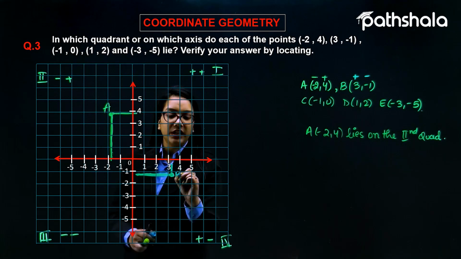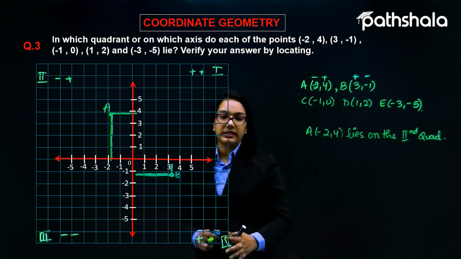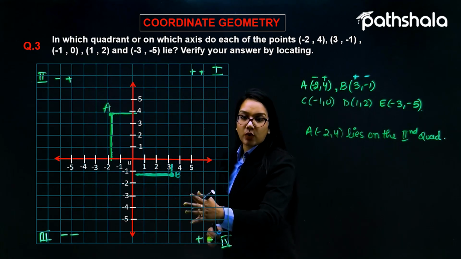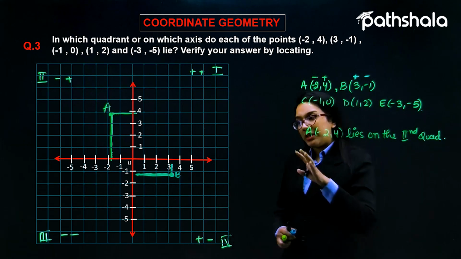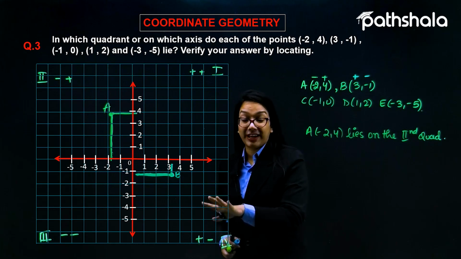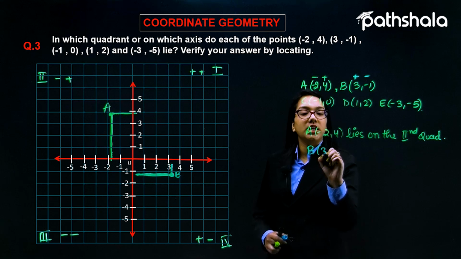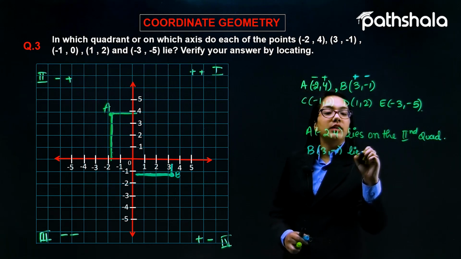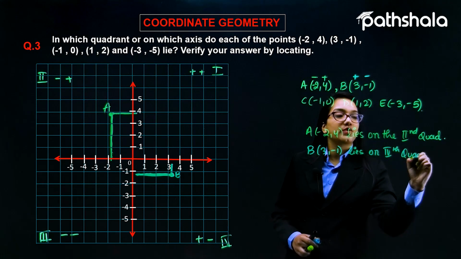Wherever they are meeting each other, this point of intersection is called the point B. So this is 3, -1, and definitely it is lying in the fourth quadrant, as we can see from this. After locating it on the Cartesian plane or the XY plane, we can verify that it is lying in the fourth quadrant. So B (3, -1) lies in the fourth quadrant.